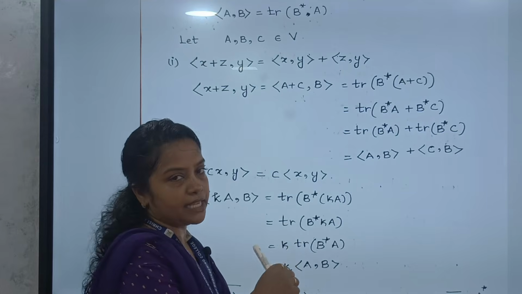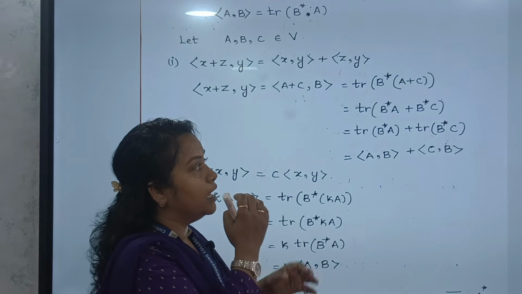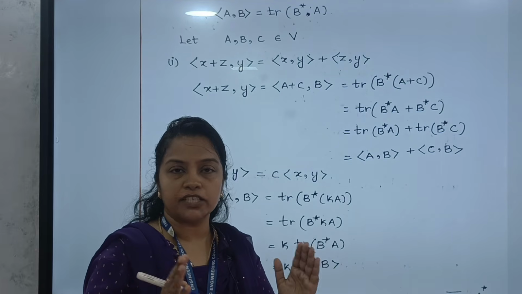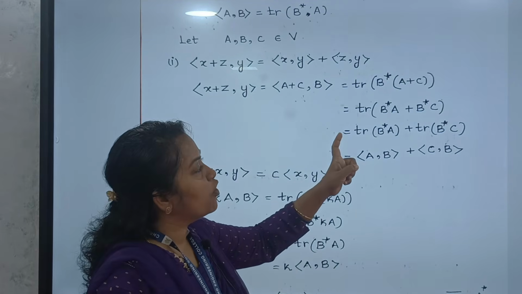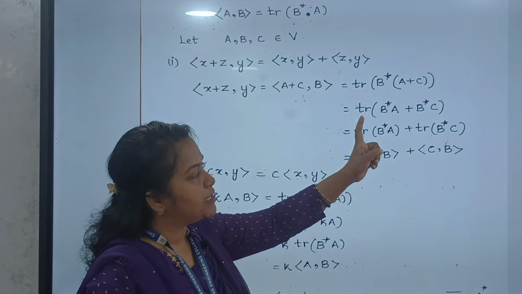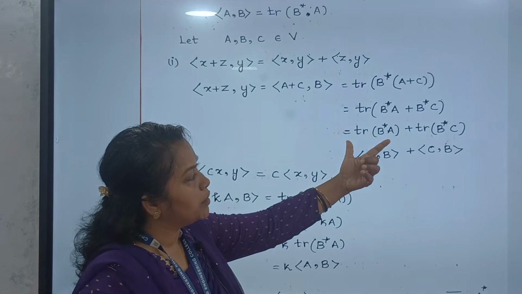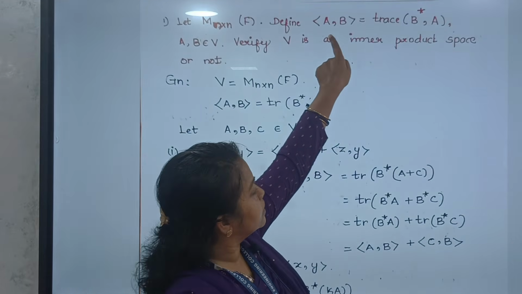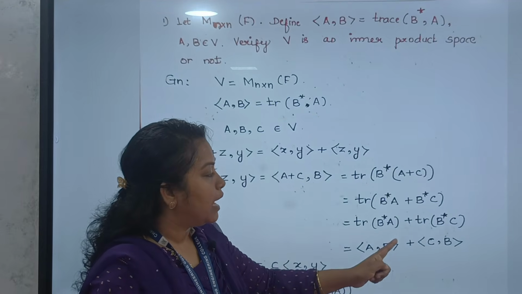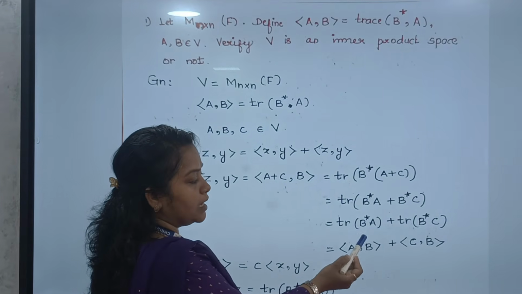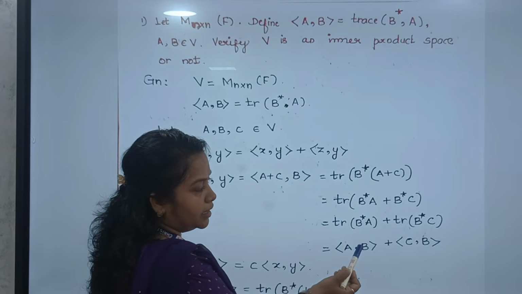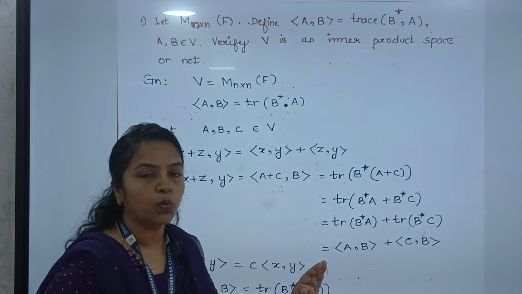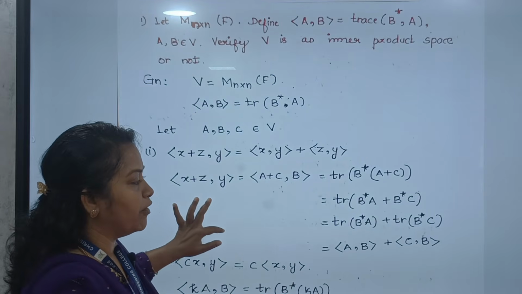Trace of b star a plus trace of b star c. Addition of two vectors, I am considering as separate vectors. So this is nothing but, according to the given definition, trace of b star a means inner product a comma b, and b star c means inner product c comma b. This was the first result. So hence we have proved this one.